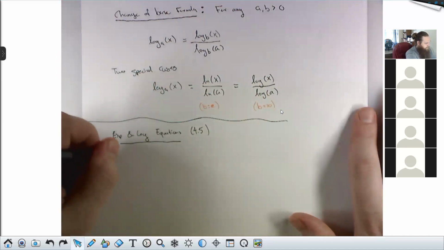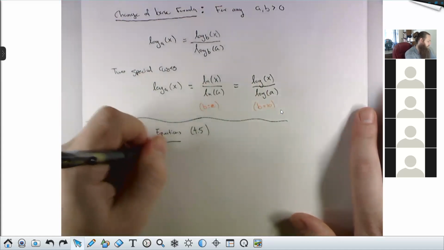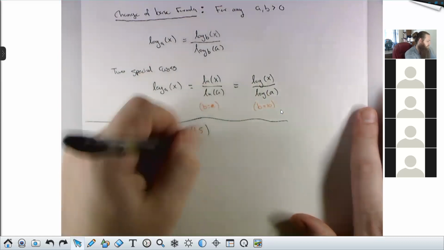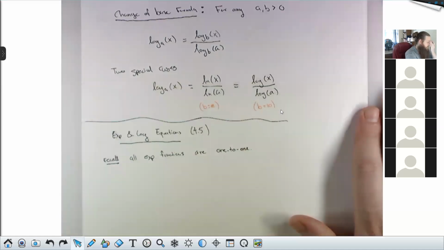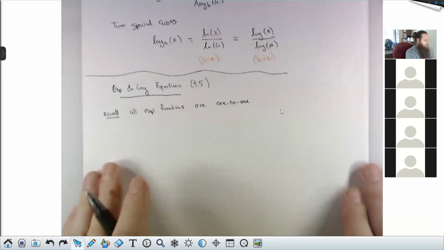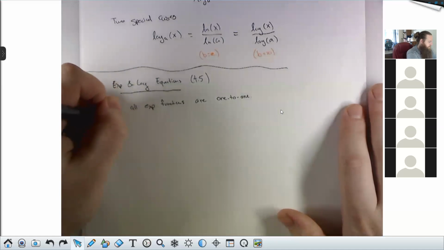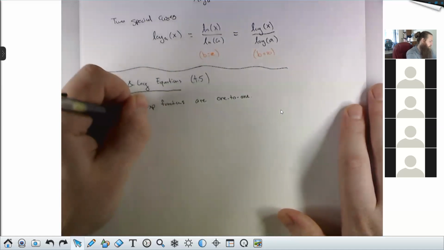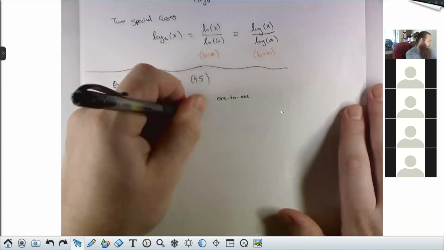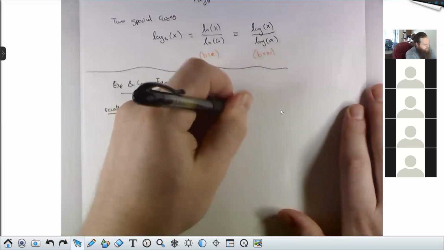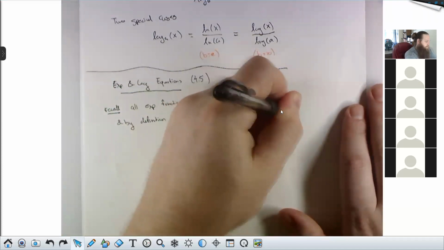Recall that all exponential functions are one-to-one. On the one hand, that means we can define the inverse, and that's where logarithms come from. But what this really means, by definition, is that the only way two outputs from an exponential can be equal is if those inputs were equal.